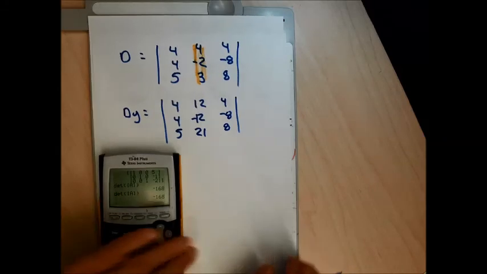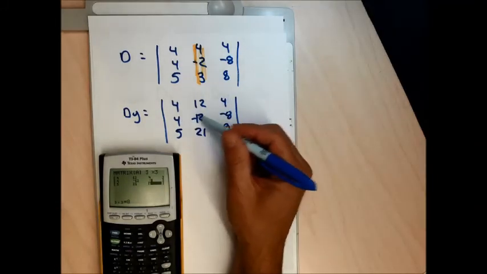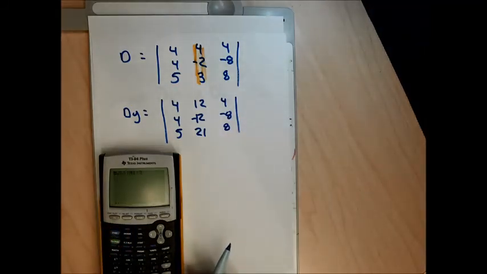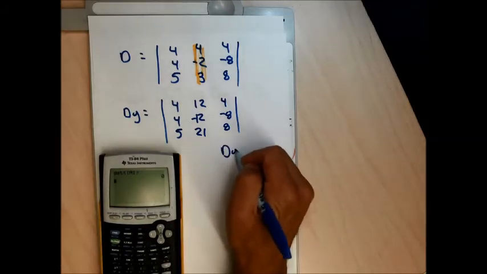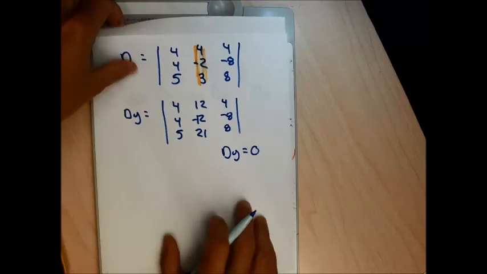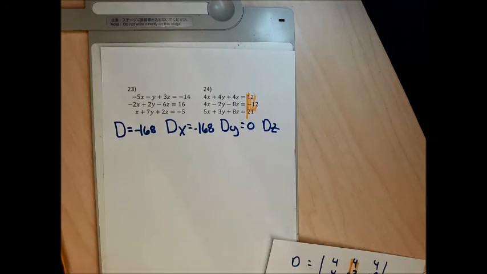Now I'm going to pull out my calculator. Second matrix, edit, 3 by 3. 4, 12, 4, 4, negative 12, 8, 5, 21, 8. Second quit. If I just hit second and enter, since I just did a determinant, it's going to pull that line back up. It tells me that this is 0. So this is D sub y equals 0. It's not undefined, it's just 0, and that's okay. Surprising, but okay. So for my D sub y, I'm going to write 0. And I'm going to move on to my last determinant.